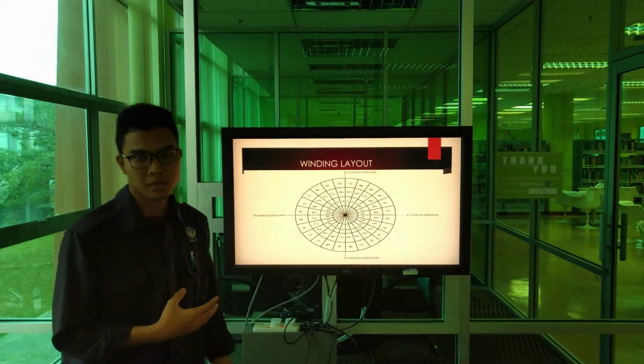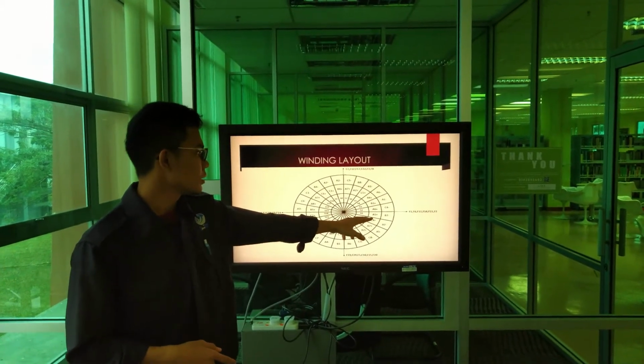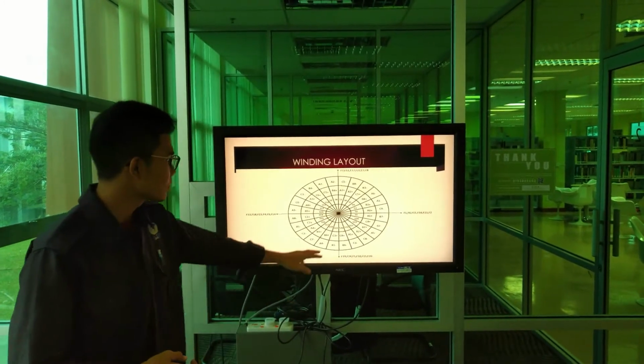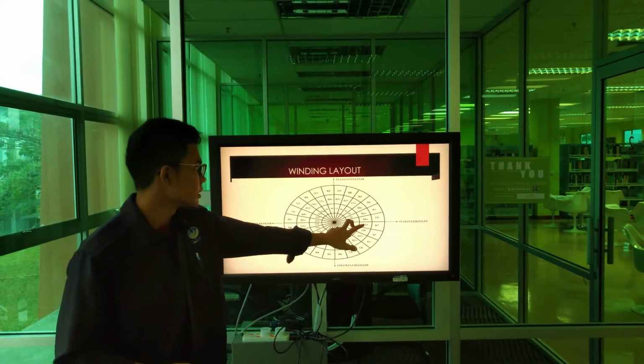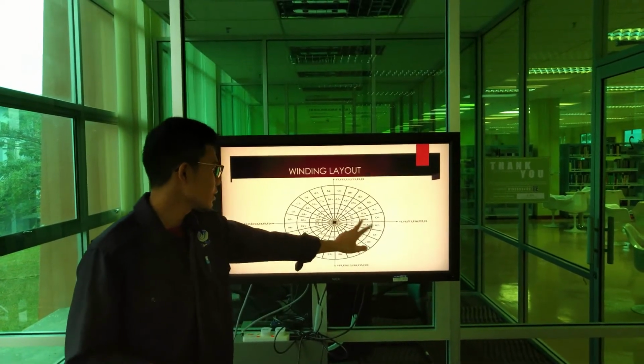This is our winding layout. Like I told you, our project is overlapping, so the winding is at the left and right side.